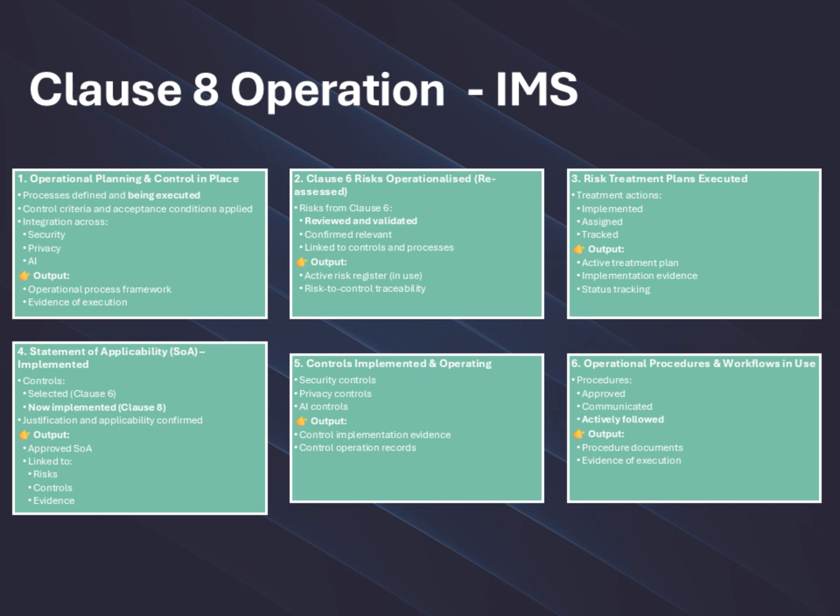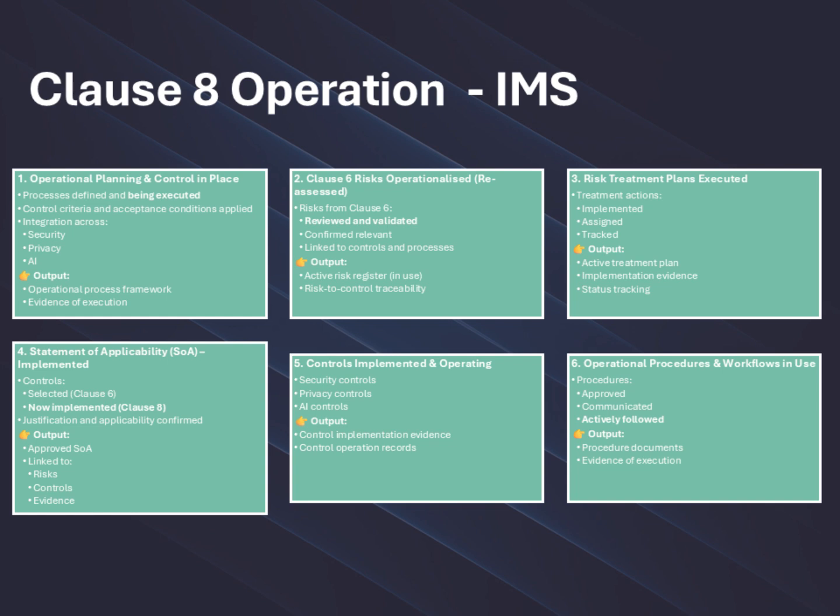Clause 8 is where the management system becomes operational. We start by moving from planning to execution, where risks identified in Clause 6 are not recreated, but reviewed, validated, and brought into the operational environment. Risk treatment plans are then activated, and responsibilities are assigned.